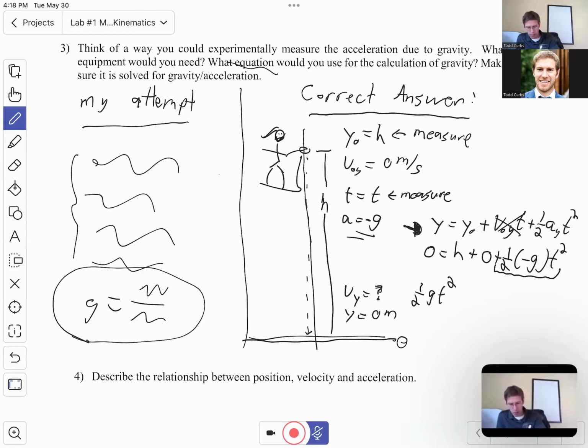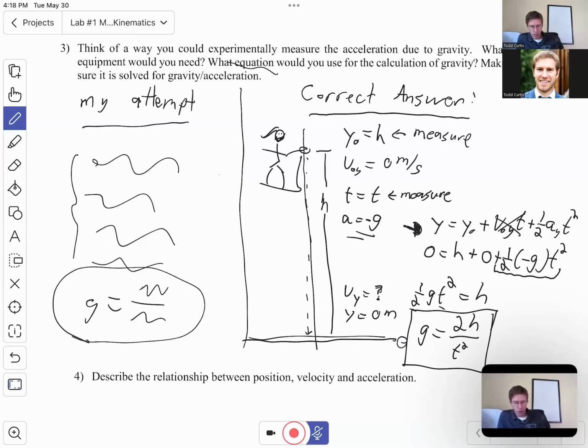So positive 1/2 g t squared equals h. I'm going to multiply by 2 and divide by t squared, and I get g equals 2h divided by t squared. And so this is the equation in today's lab that we can use to measure the acceleration due to gravity. So that's pre-lab question number 3 for you.